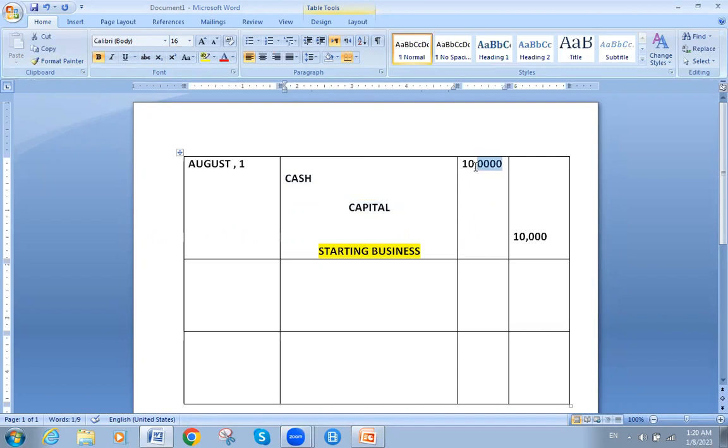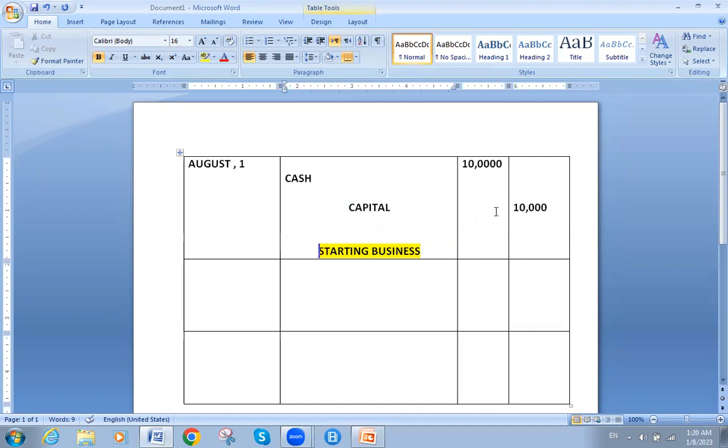And the same thing for the accounts. The cash will be to the left and the capital will be to the right. Of course, I have to put the amount here in front of the capital. Then we make a small description about what this was about: starting business by depositing 10,000 investment in cash.